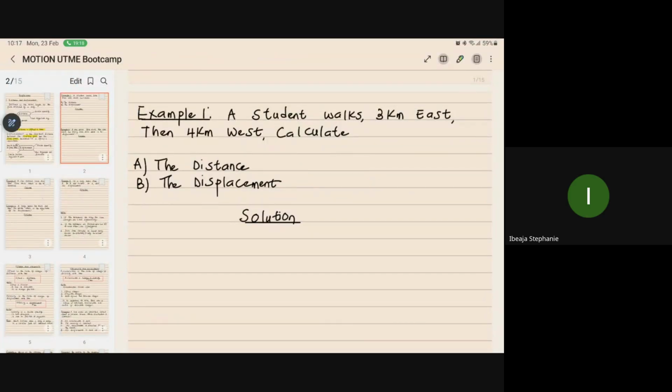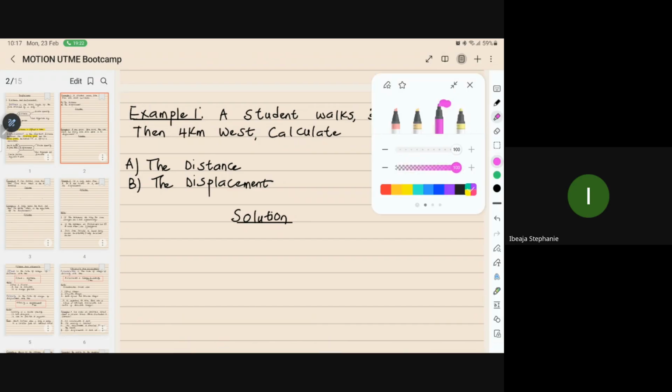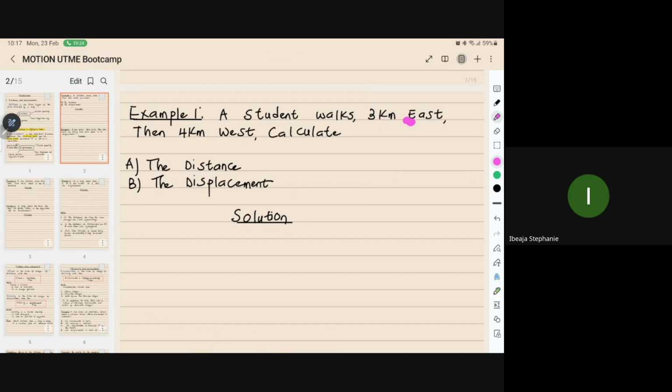Now, example one, they said that a student walks 3 kilometers east, then 4 kilometers west. We should calculate the distance and as well the displacement. Now, in JAMB, they are going to see something like this. They will give you the values. They will not ask you this way that I asked the question. They are going to have your options.